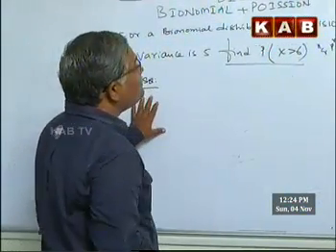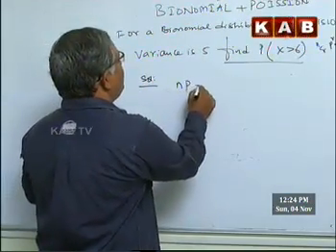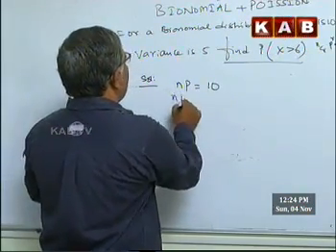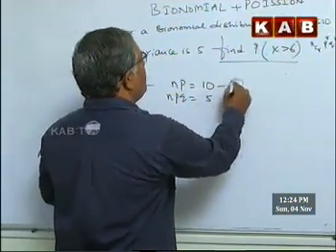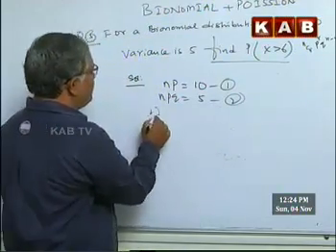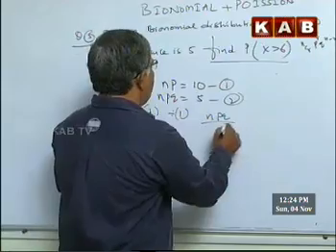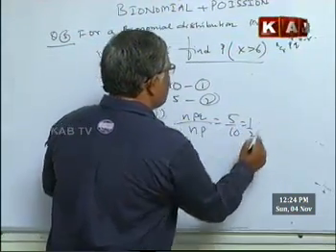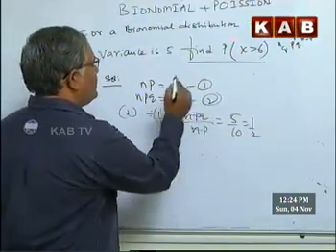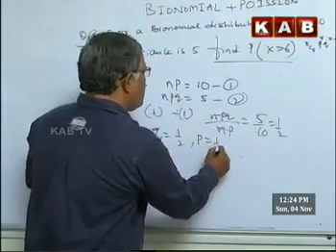You have to first find out n, p, q. So what is given? Mean is np. np is 10. npq, the variance, is equal to 5. This is called 1, this is called 2. When 2 is divided by 1, you are going to get npq by np, which is equal to 5 by 10, which in turn is equal to half. So q is equal to half, p is equal to half.